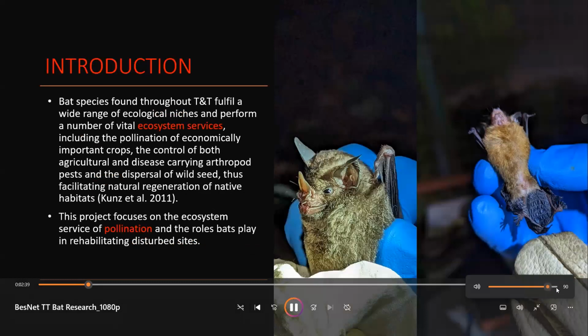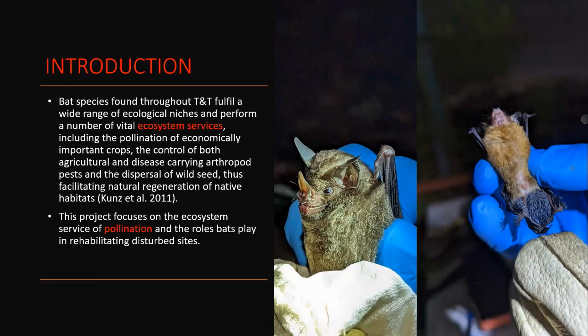Bat species found throughout Trinidad and Tobago fulfill a wide range of ecological niches and perform a number of vital ecosystem services, such as pollination of important crops, the control of agricultural and disease-carrying arthropod pests, and the dispersal of wild seeds, thus facilitating natural regeneration of native habitats. This project focuses on the ecosystem service of pollination and the roles bats play in rehabilitating disturbed sites.